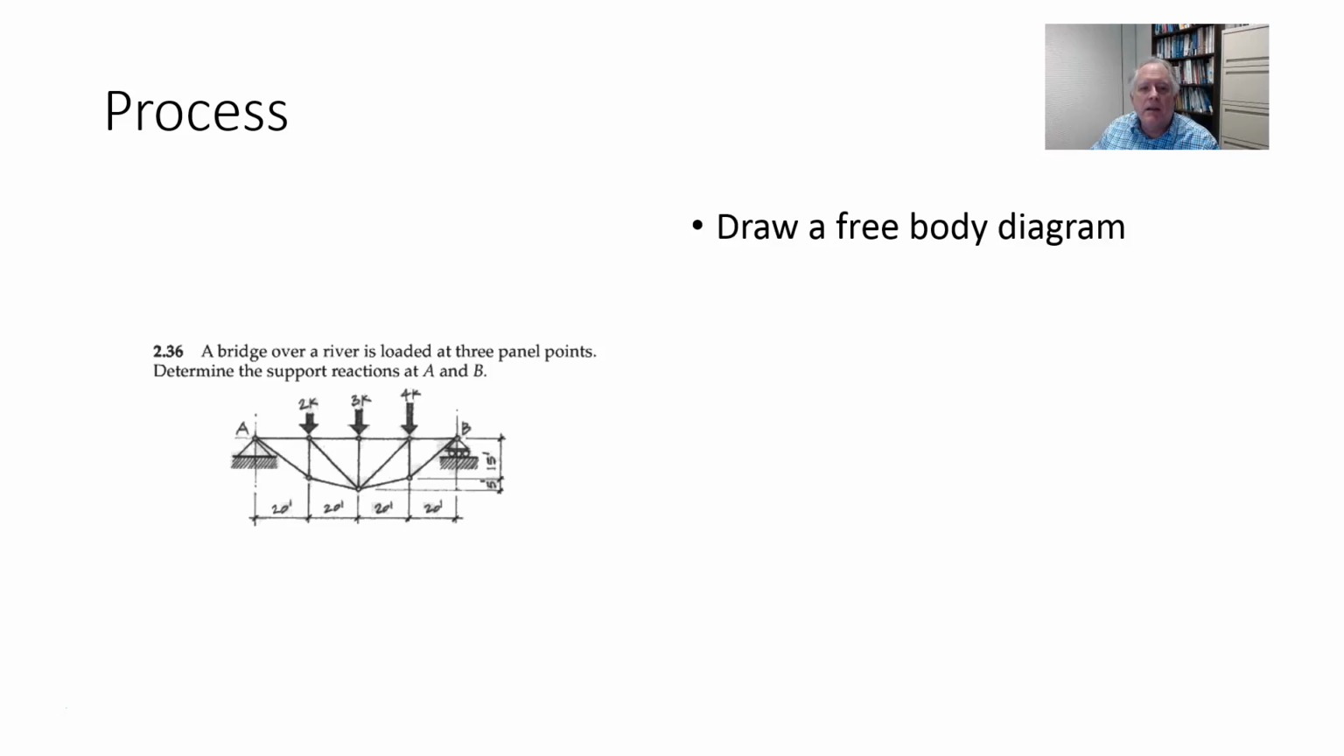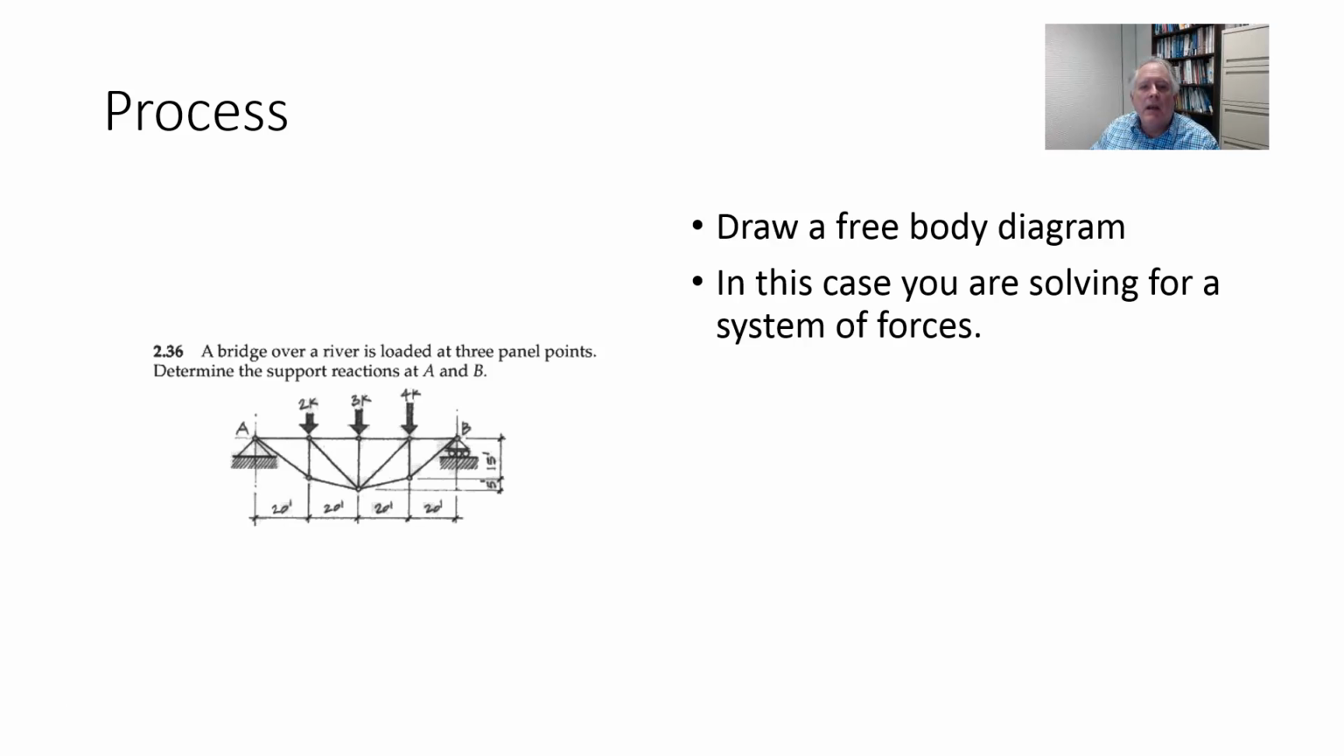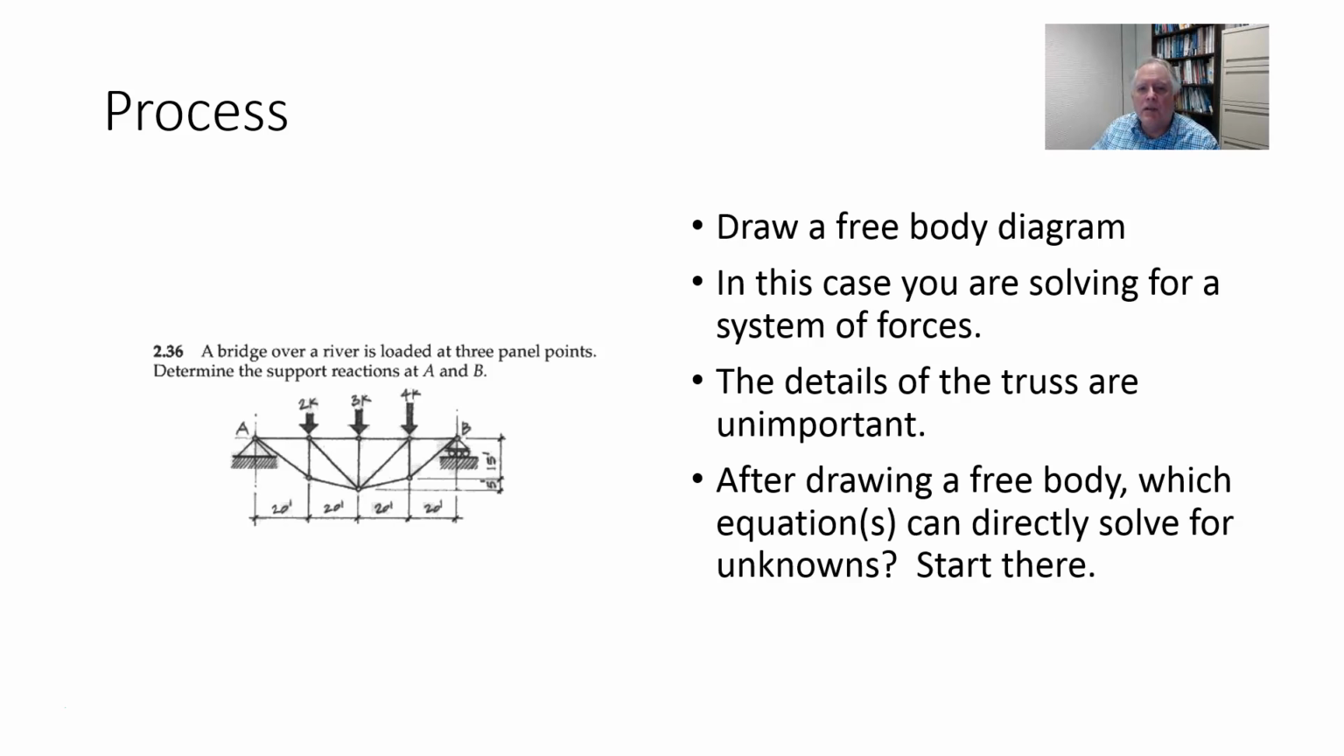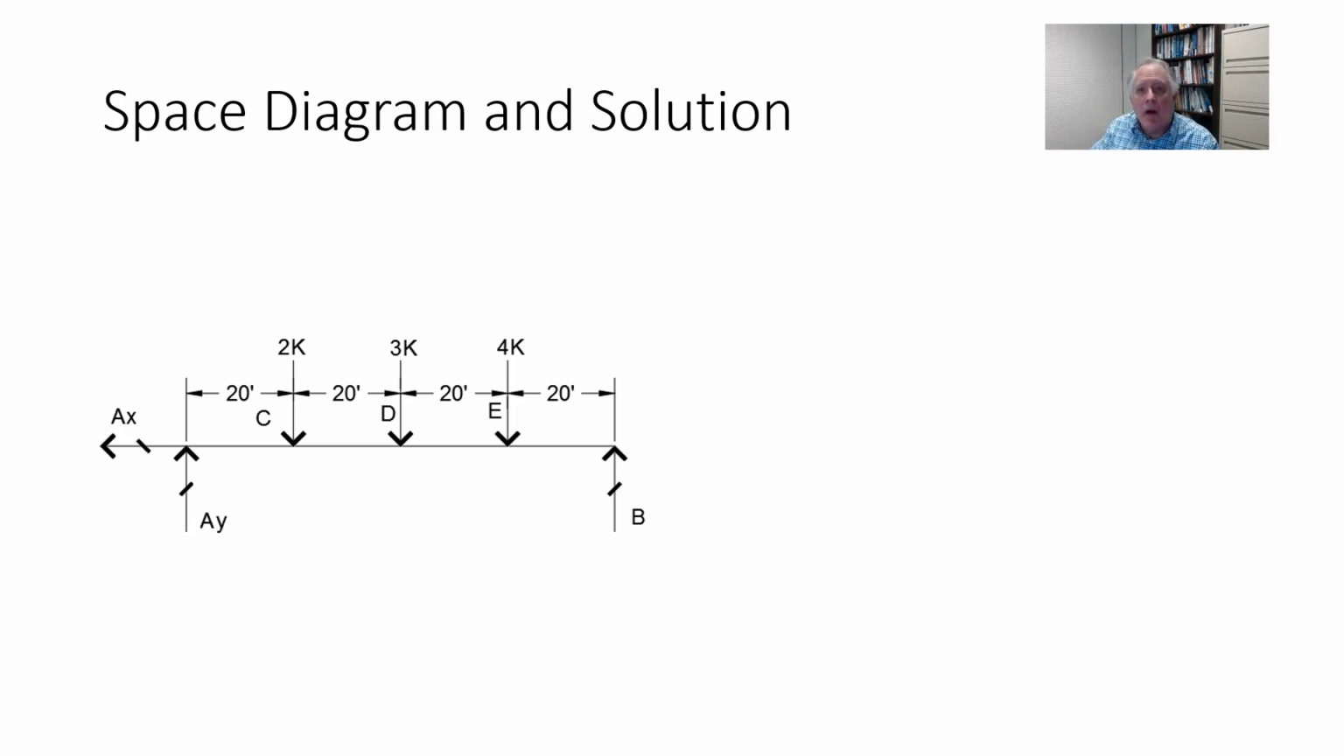So the process: draw a free body diagram. In this case you're solving for a system of forces. The details of the truss itself are unimportant, so don't get hung up on the shape, or spend lots of time drawing the exact shape of the truss or copying down all the dimensions. Figure out what's important and draw that. After drawing the free body diagram, which equations can be solved for the unknowns? Directly start there. So here's a possible space diagram.